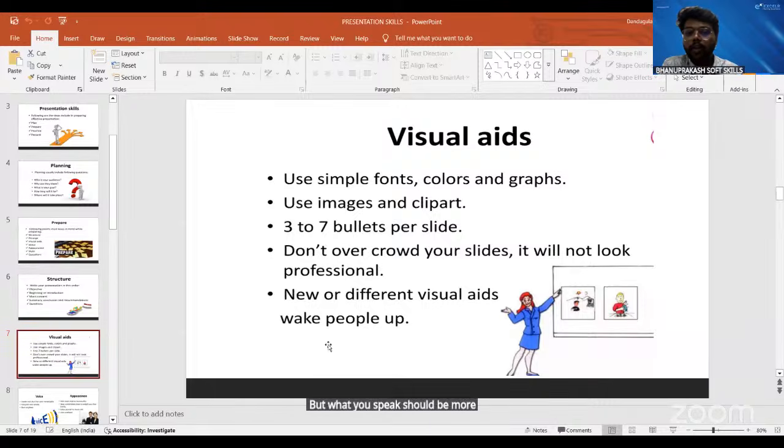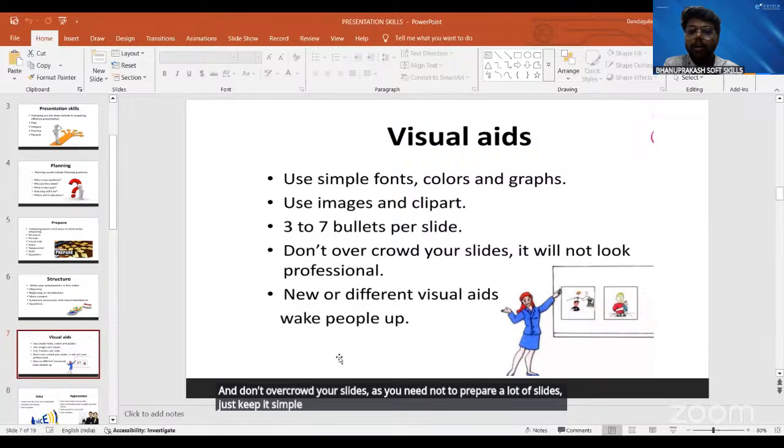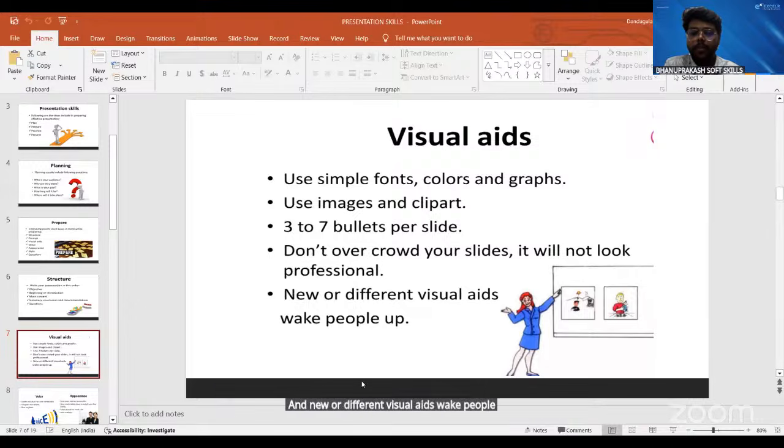And don't overcrowd your slides, as you need not prepare a lot of slides. Just keep it simple, as otherwise it will not look professional. And new or different visual aids wake people up. So this is also one thing that you need to mention. Yes, easy to understand for content using images and graphs, right?